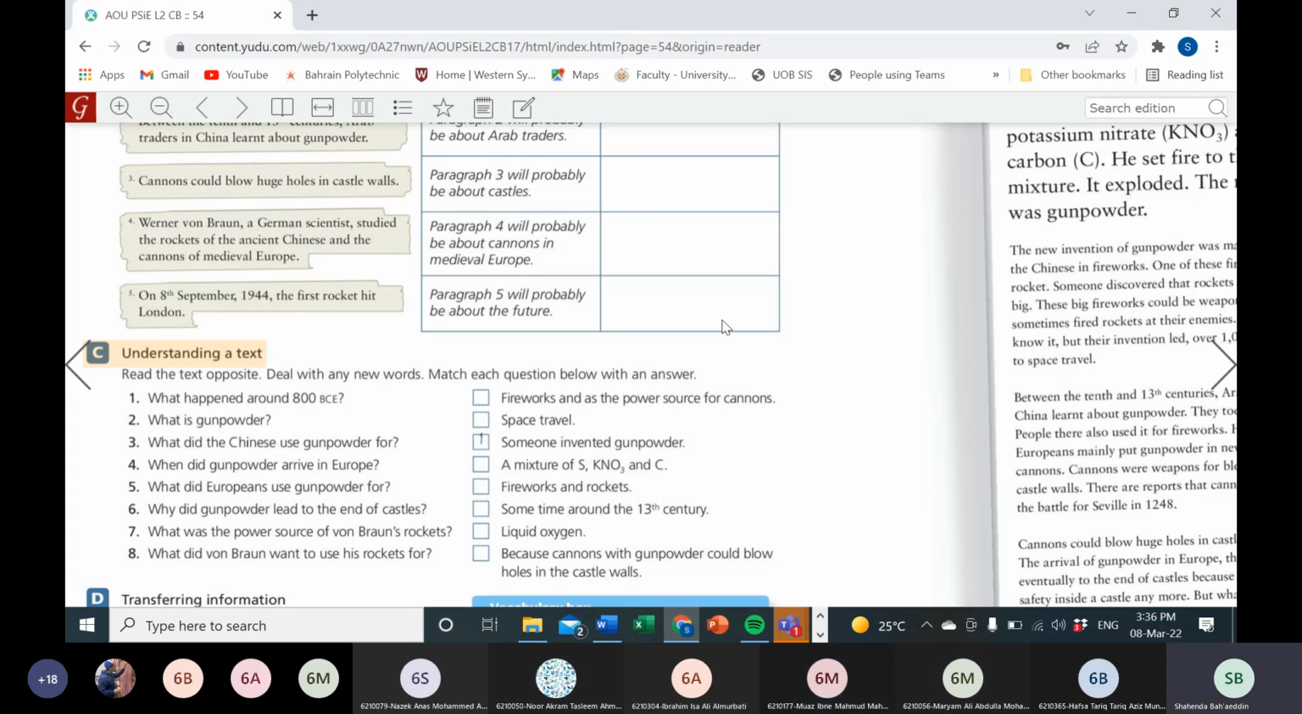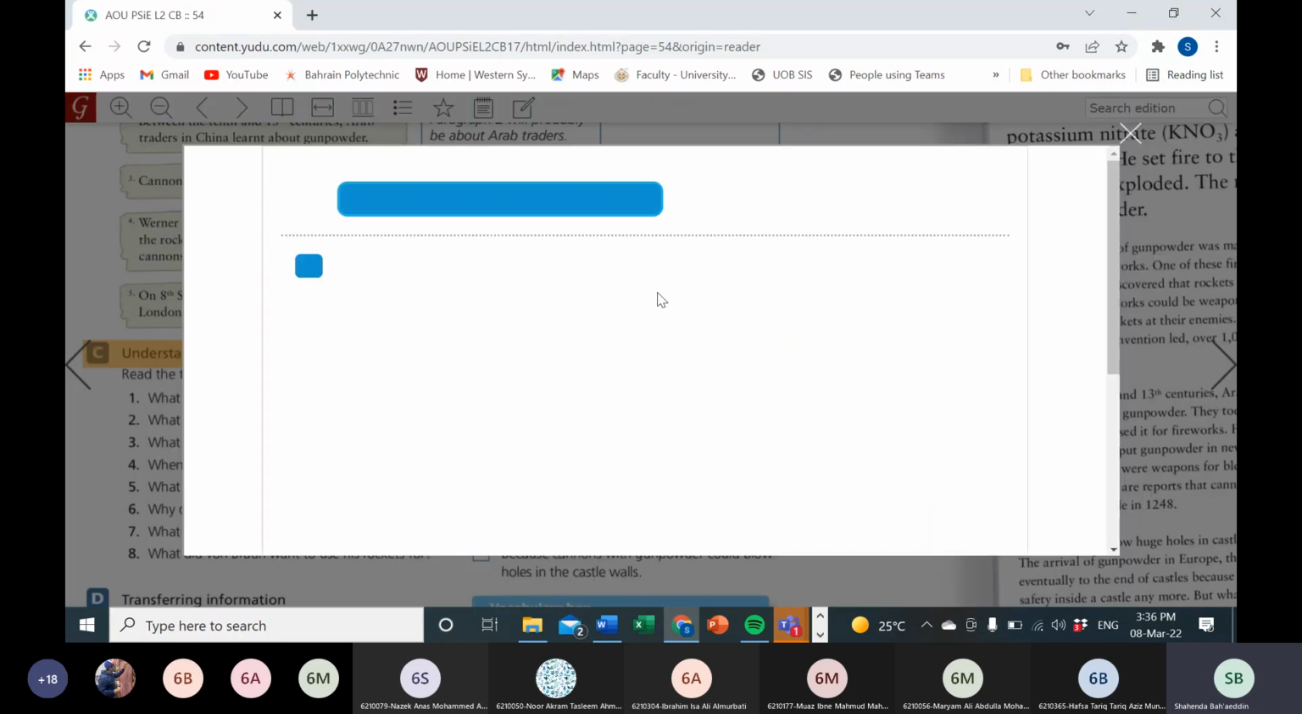Okay, so it is a mixture of sulfur, this one, and let me open this here better. Okay, very good.